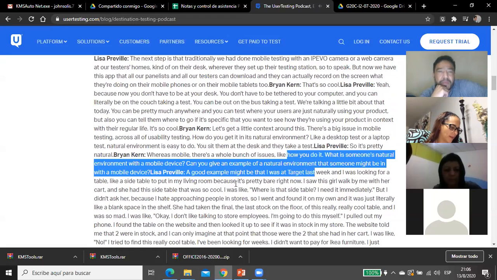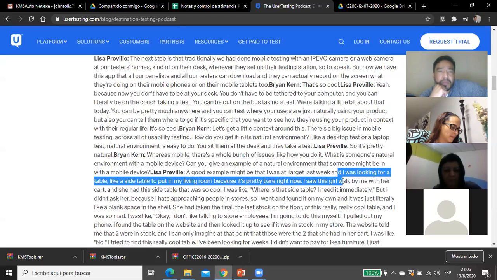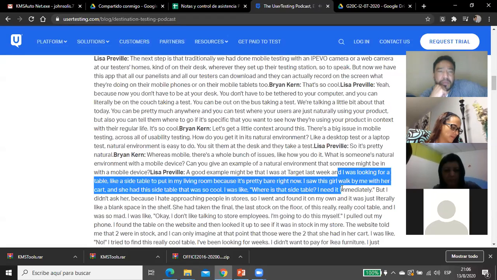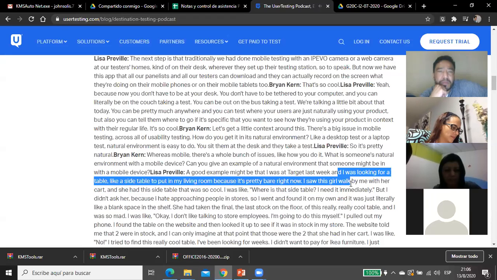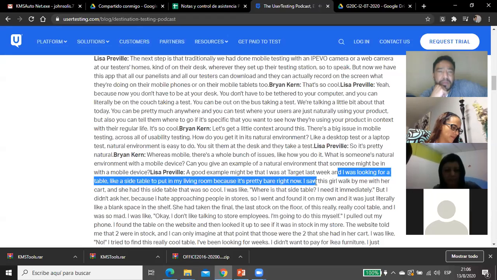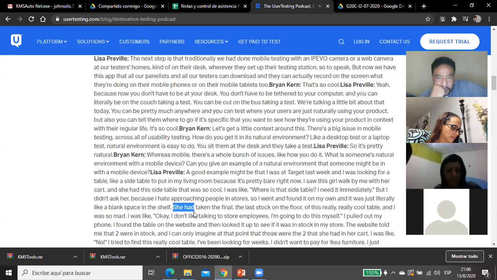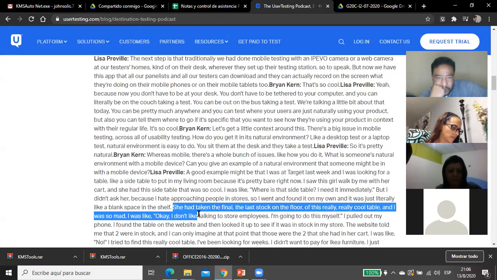Yeah, totally. A good example might be that I was at Target last week, and I was looking for a side table to put in my living room because it's pretty bare right now. And I saw this girl walk by me with her cart, and she had this side table that was so cool. And I was like, where is that side table? I need it immediately. But I didn't ask her because I hate approaching people in stores. So I went and found it on my own, and it was just literally a blank space in the shelf. She had taken the last stock on the floor of this really cool table. And I was so mad.